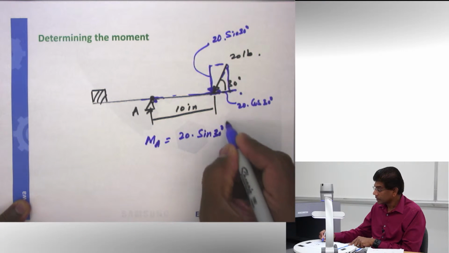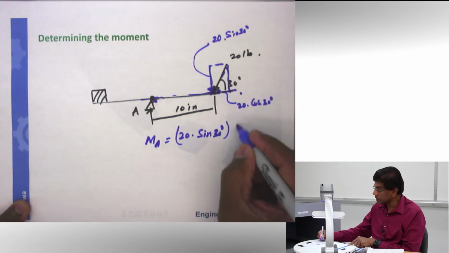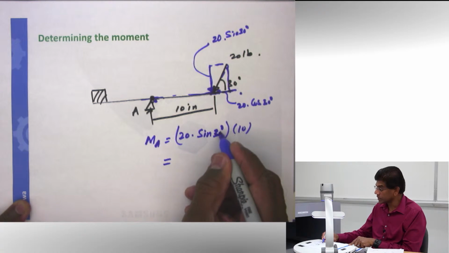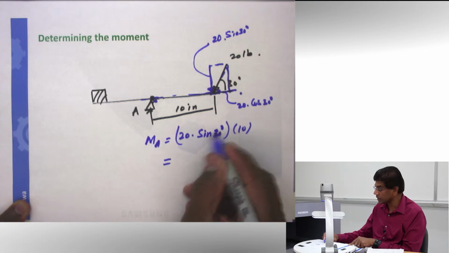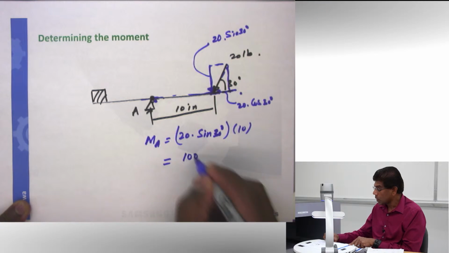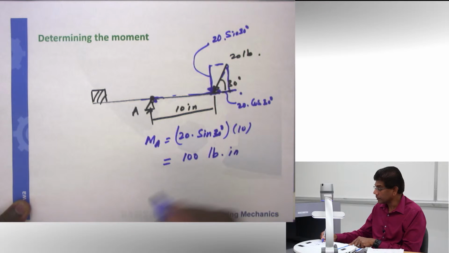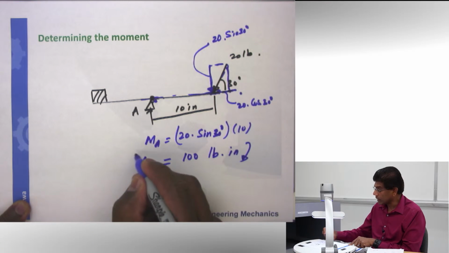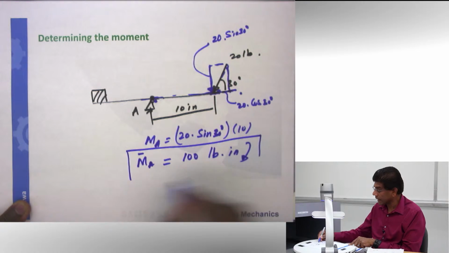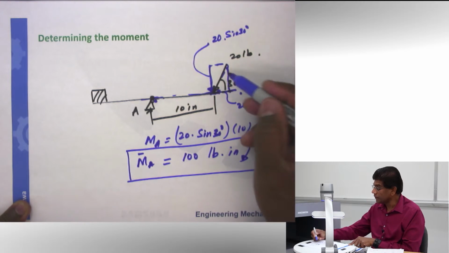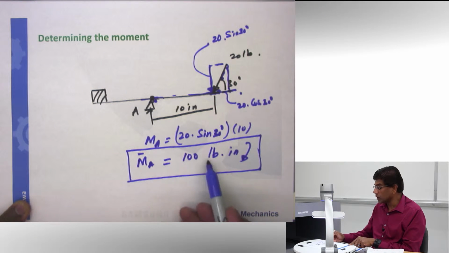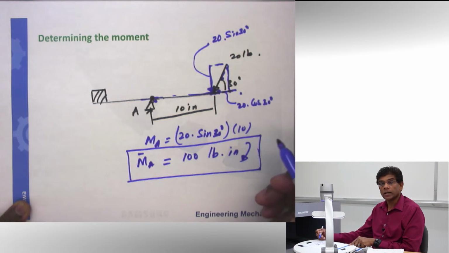all right, times this distance 10. So the magnitude of this moment is going to be equal to, sine 30 is equal to 1/2. So 20 times 1/2 is 10. 10 times 10 is 100 pound-inches. And again, this is rotating clockwise. So that's your final answer. Moment of this 20 pounds force about point A is equal to 100 pound-inch, and it is in the clockwise direction.